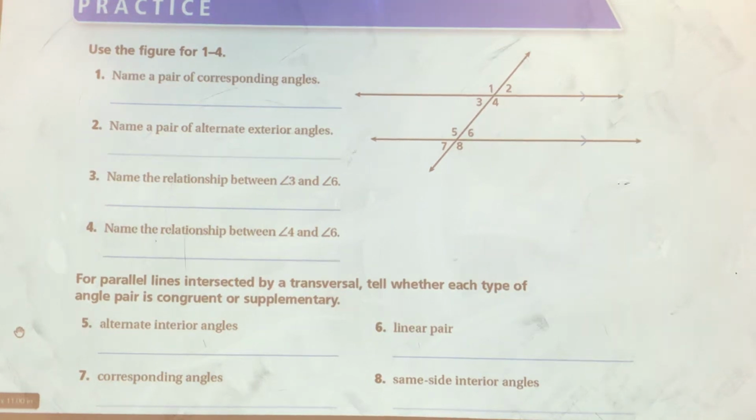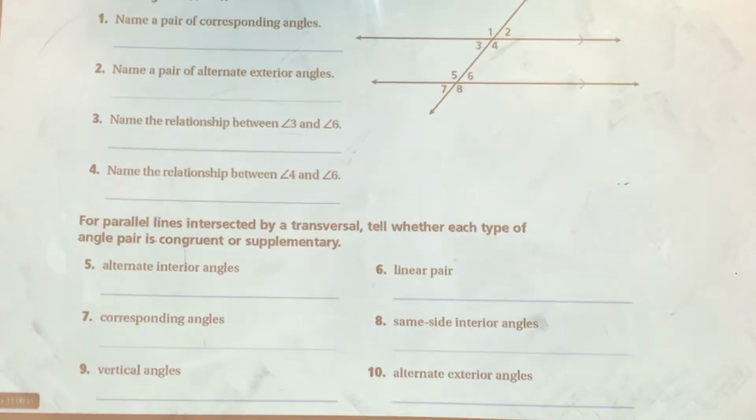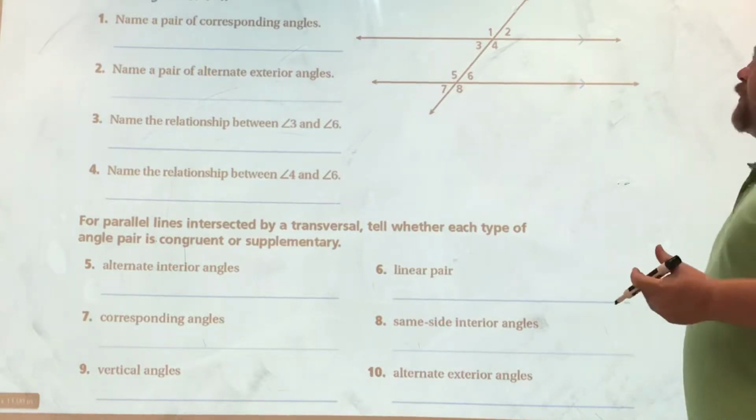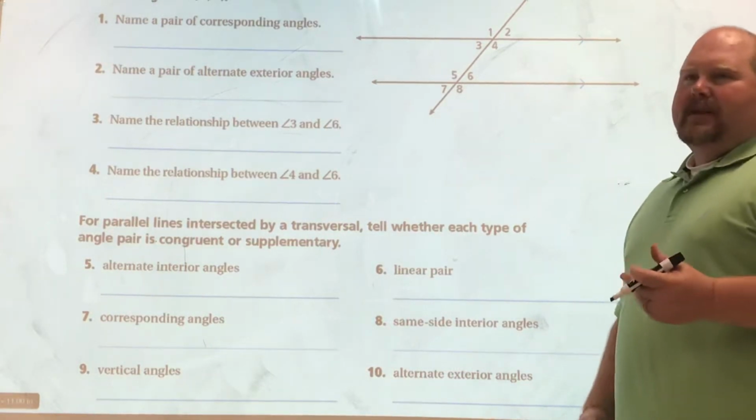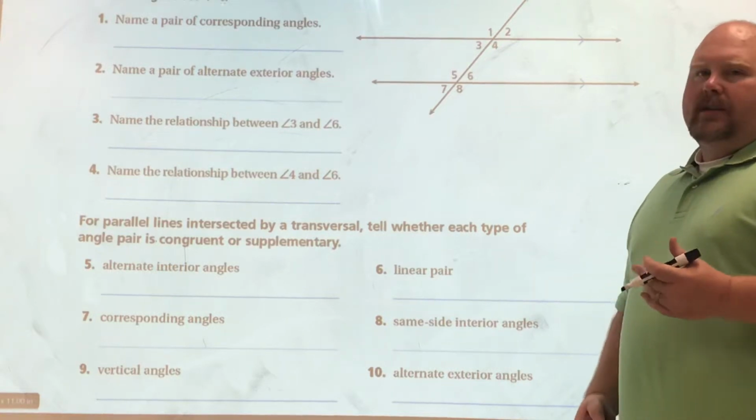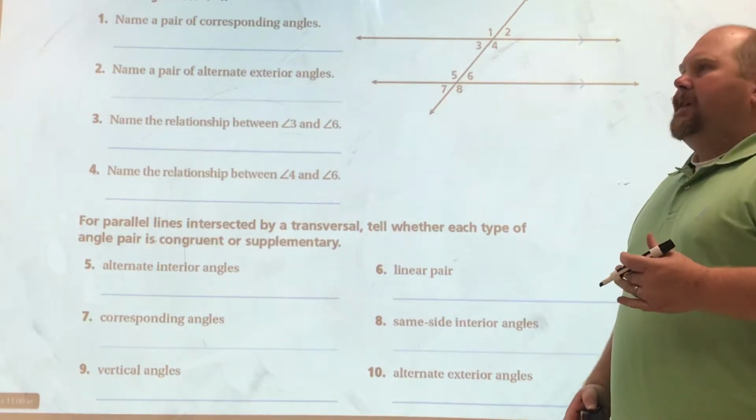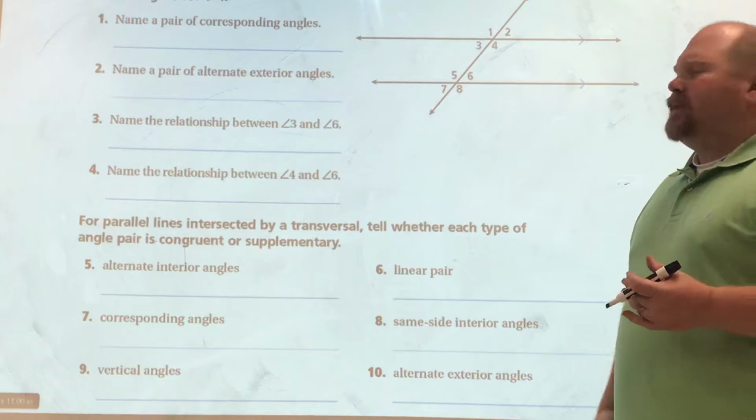All right, this is workbook page 56. Question number 1 says, name a pair of corresponding angles. Remember that corresponding angles are congruent, so they match in size and in shape, but we have to take that a step further. They also have to have orientation. That would mean a pair of corresponding angles would not only be the same size and shape, but they would be turned in the same direction. Basically, they're facing the same way, so they have matching orientation.